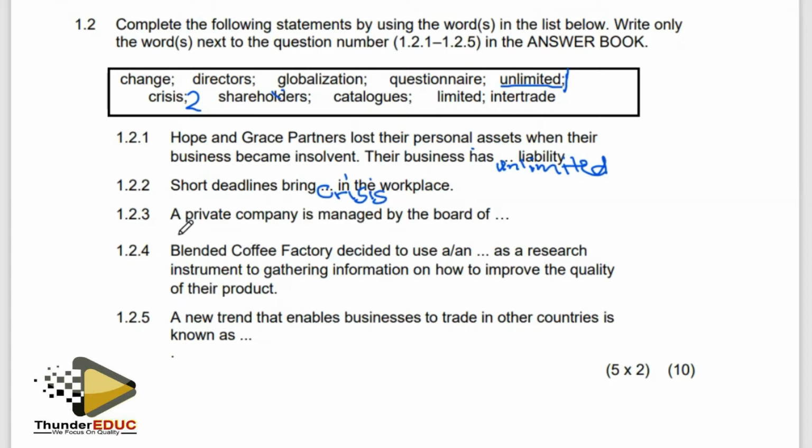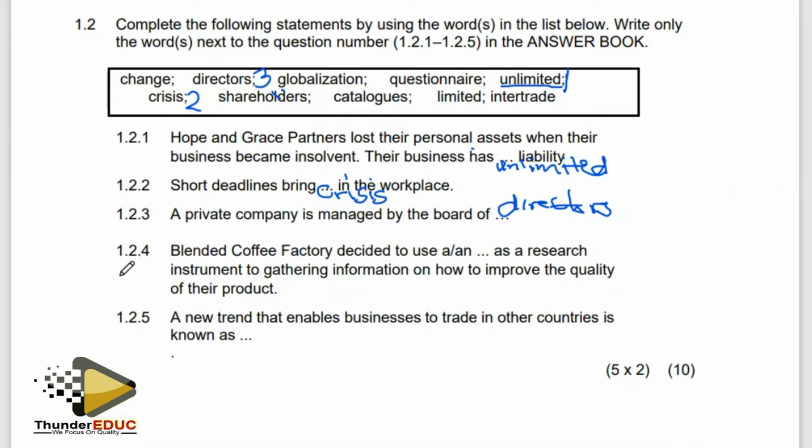Look at this. A private company is managed by a board of change, directors, globalization. No, it is known. It's managed by a board of directors. Yes, directors manage. This is 3. Directors manage private companies, who are given the mandate by shareholders.